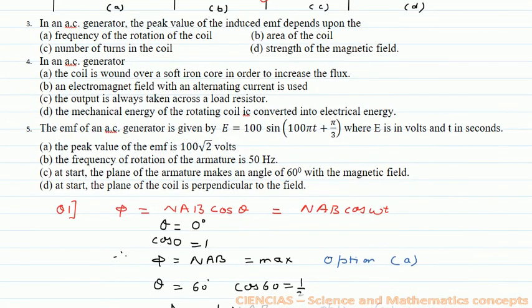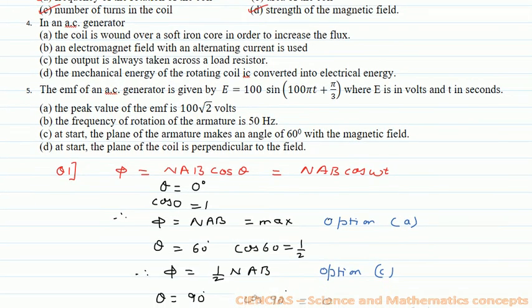We move back to the question and see. Frequency of rotation is coming in the formula. Area of the coil is also coming in the formula. So option A is correct. Option B is correct. Number of turns is coming in the formula, so it is correct. Magnetic field B is also coming in the formula, so this option is also correct.